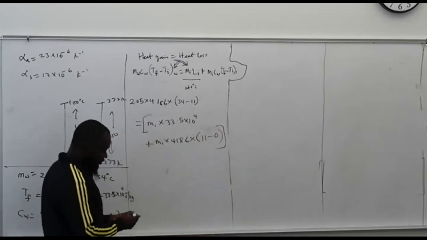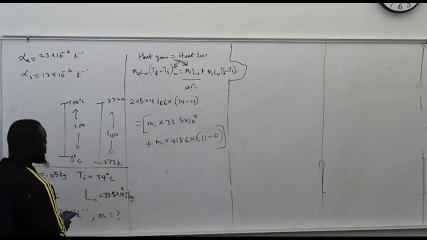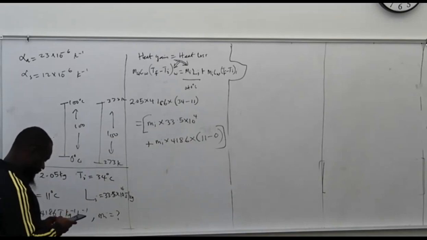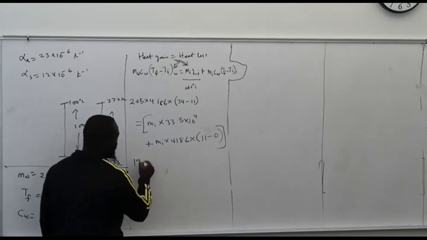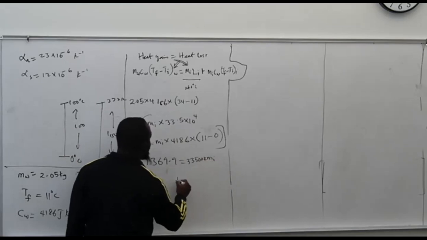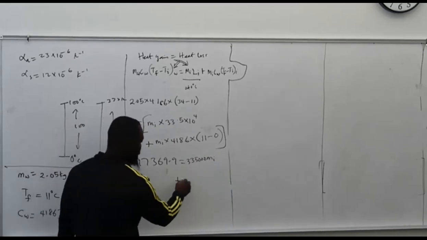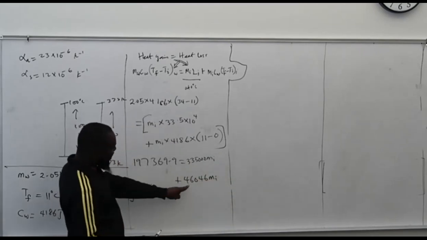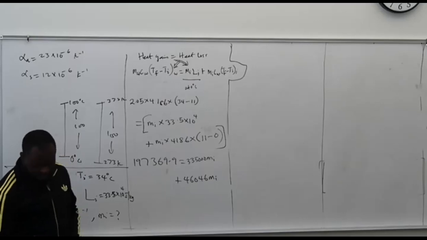So we'll find mass of ice. We're going to do this carefully. So you grab your calculator and do 34 minus 11. That's 23 times 4186 times 2.05. 197369.9. So 197369.9 equals 335000 m plus 11 times 4186 m, 46046 m. So now I add these two together, 46046 plus 335000, 381046.